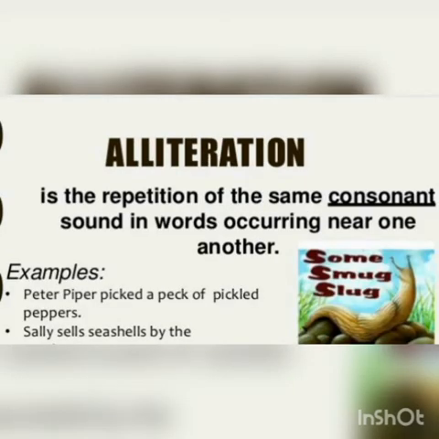Alliteration is the repetition of the same consonant sound in words occurring near one another. Example: Peter Piper picked a pack of pickled peppers. Sally sells seashells by the seashore. Some smug slug. You can see the consonants are repeated in this line.